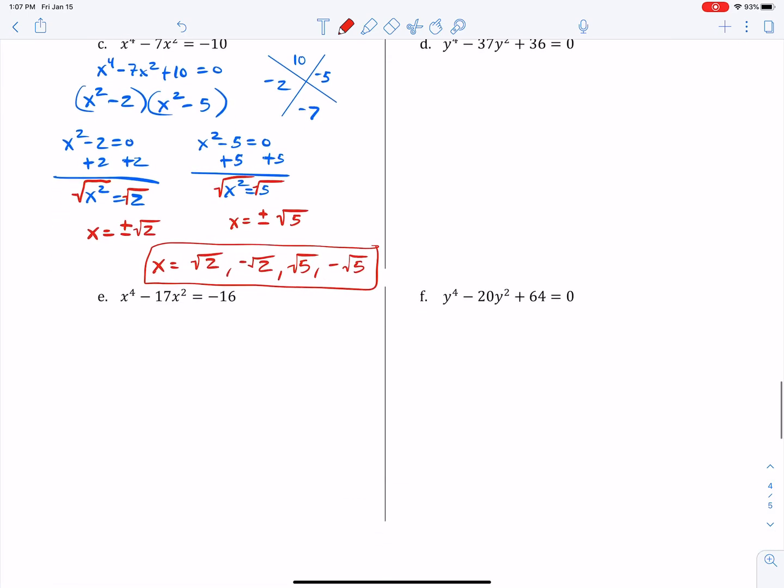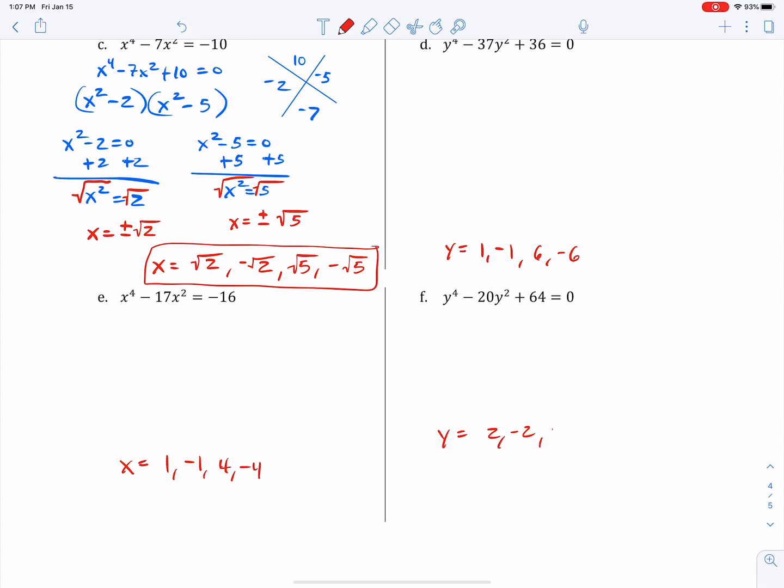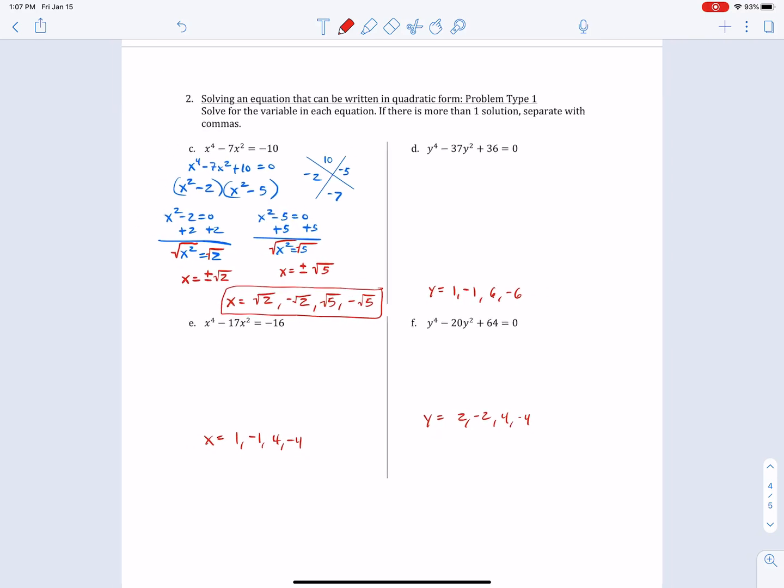What I'm going to do is give you the solutions to the other ones, but I want you to do the work on your own. I just want you to be able to check your answer. So for letter D here, it's y equals 1, negative 1, 6, negative 6. And then the solution for E is x equals 1, negative 1, 4, negative 4. And that way you can check your solutions for that one. And lastly, y equals 2, negative 2, 4, negative 4. And those are going to be solutions. You just need to do the work on them.